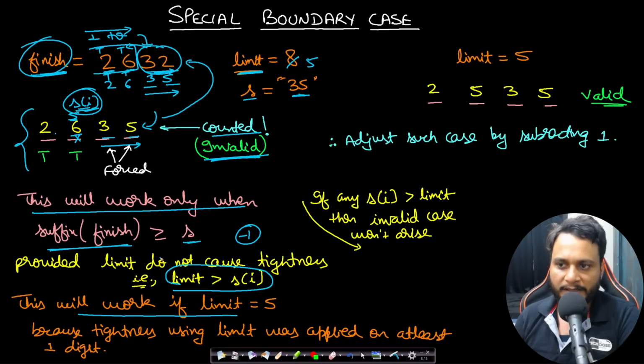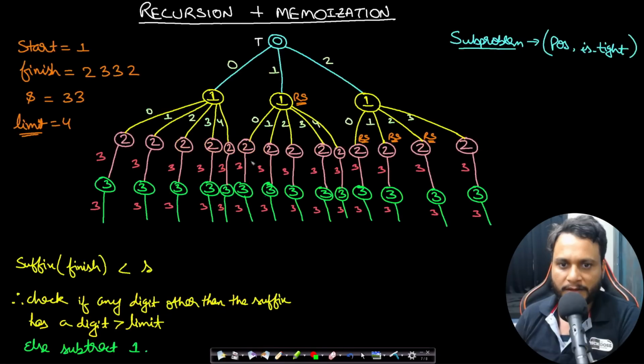You have to think over it a little more carefully, right? Therefore, we need to adjust this case by subtracting 1. You have to check this case separately, right? So I think it is clear. Now once it is clear, let's look at the optimal recursion, memoization, using dynamic programming approach. I will be showing you why this is dynamic programming as well.